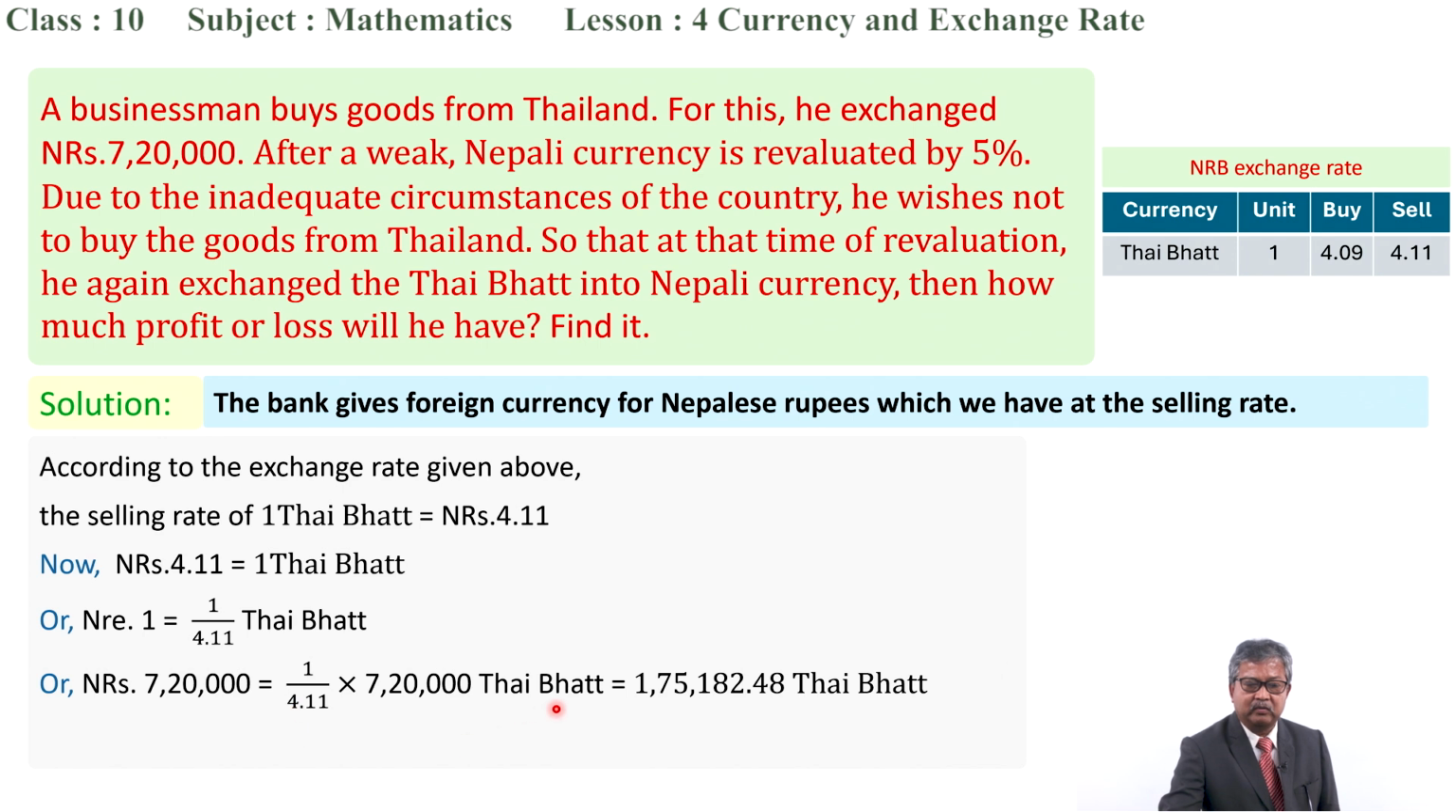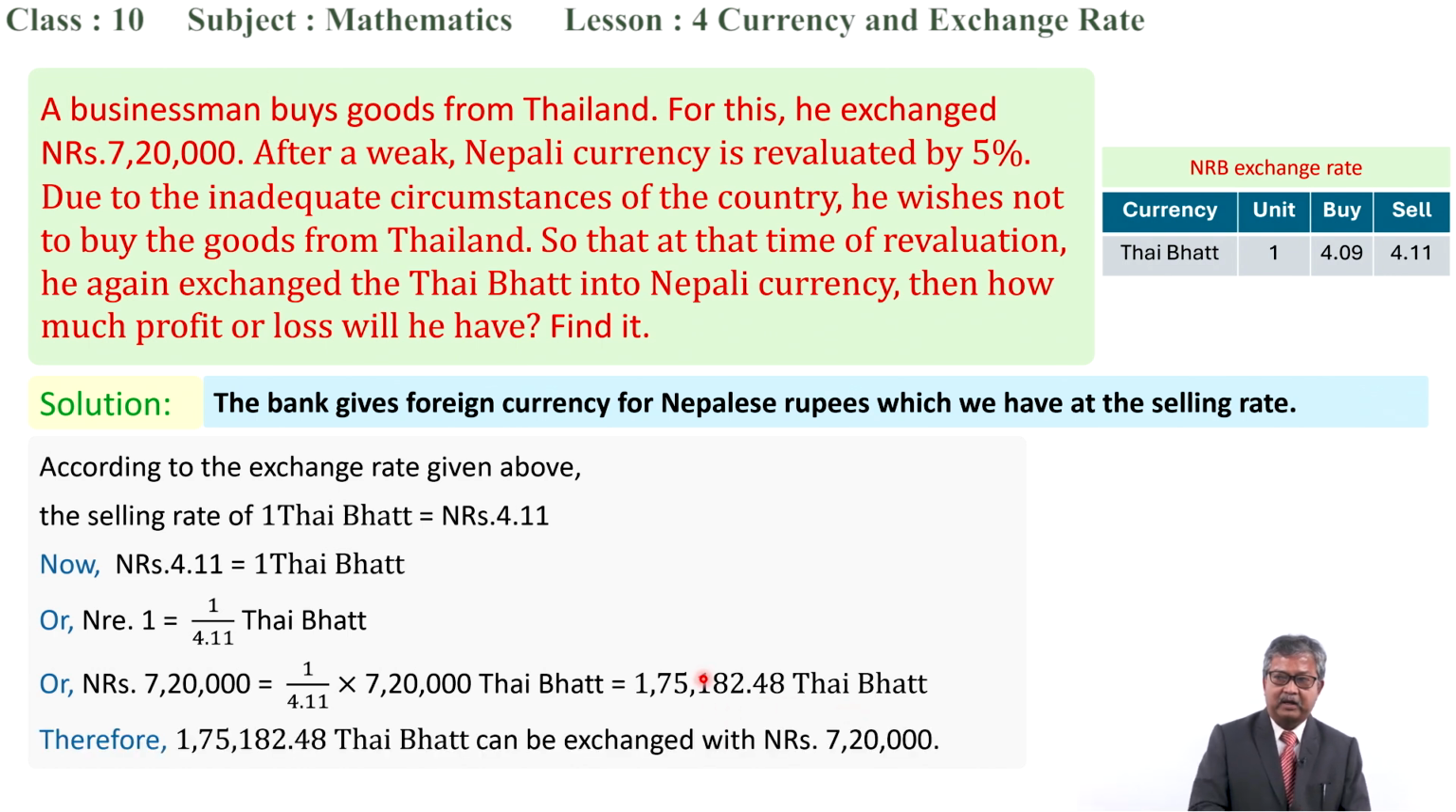When we calculate this, we get 1,75,182.48 Thai baht. This is the Thai baht we got. Now this Thai baht we are going to exchange into Nepali currency after the revaluation. Look here. What is the rate of the revaluation? 5%. Okay. Now continue.